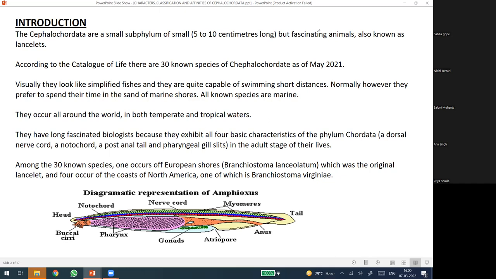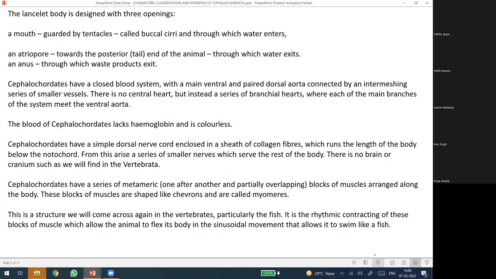Thirty known species of Branchiostoma or lancelets are known. One occurs off European shores, that is Branchiostoma lanceolatum, and there is another species, Branchiostoma virginiae. These are the two most commonly known species of Branchiostoma, that is Amphioxus. These are the general characteristics. The mouth is guarded by tentacles, which we have already seen called buccal cirri, through which water enters, and the atriopore.